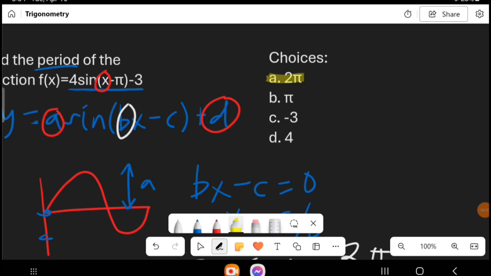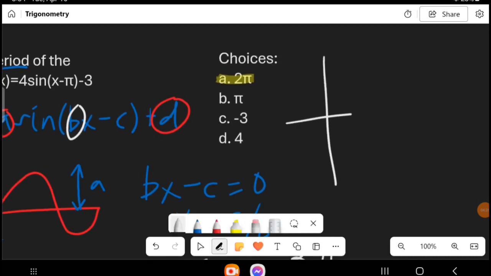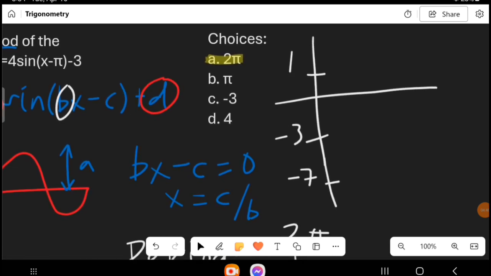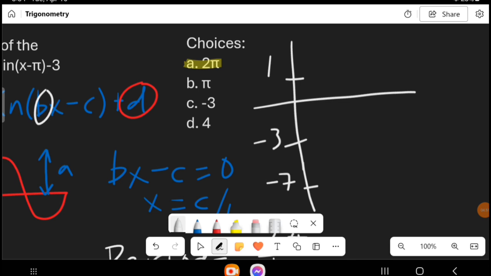Now if we are going to graph, just like a rough sketch of the graph, let's say we have this. We have a vertical shift of negative 3, so it will start here. Negative 3, and you have an amplitude of 4, so it will go down to negative 7. Since our amplitude is 4, and we have a horizontal shift of pi, it will look something like this. Pi, then our period is 2 pi.